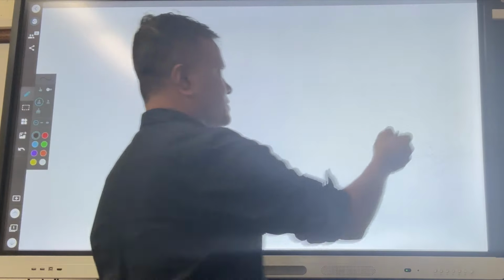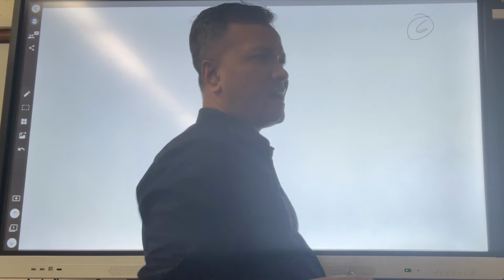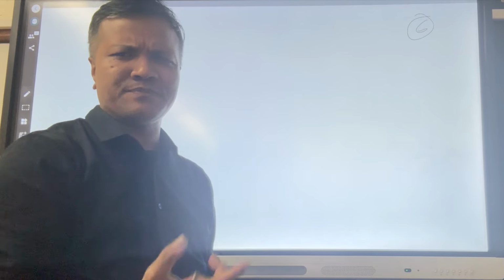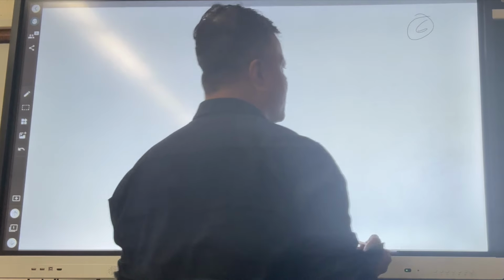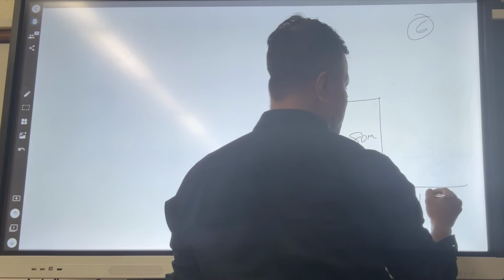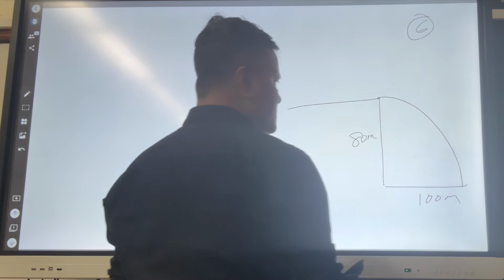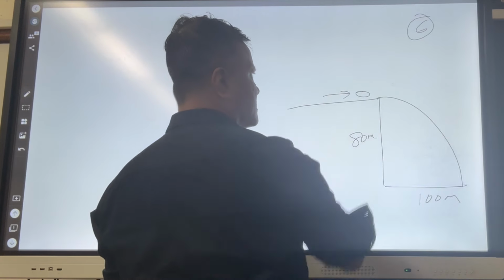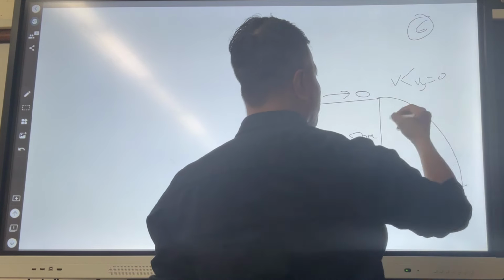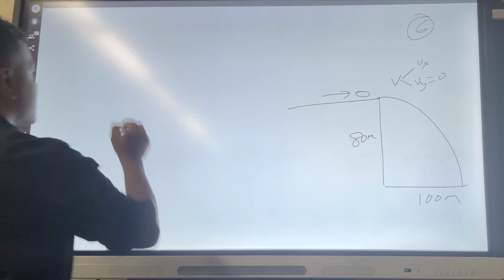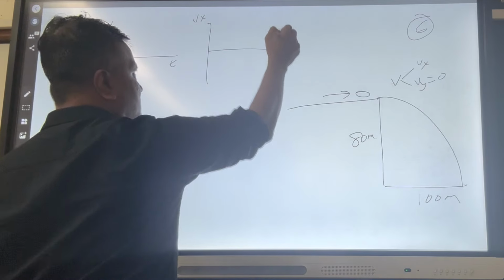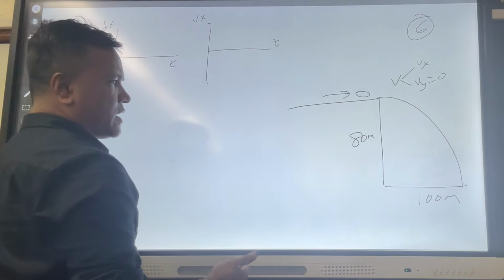Okay, so for 6, what can you do? Let's do a horizontal projectile. If you do a horizontal projectile, let's say this is your 80 meters, and let's say this is your 100 meters. All right, this is a horizontal projectile. You kick something, right? And it falls with initial vertical velocity 0. This is v_x. Our goal is to do the graphs, v_x-t and d_x-t. So what are you going to do? We're going to try to find everything.